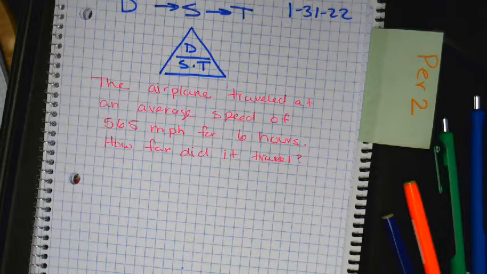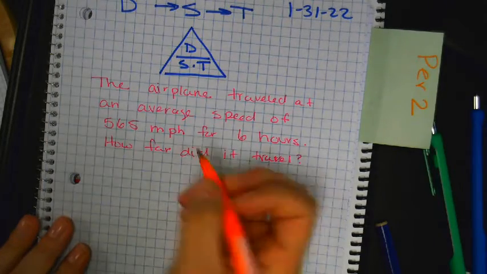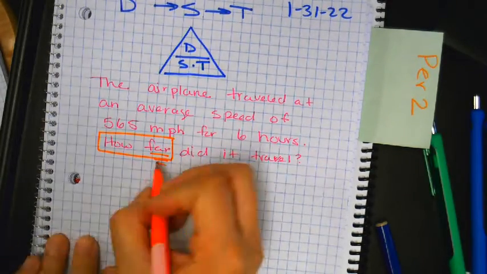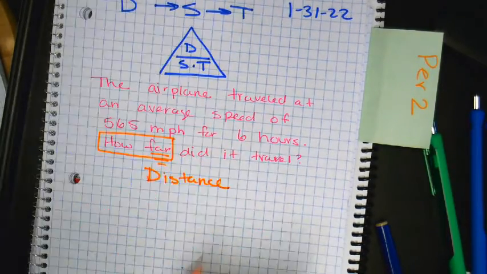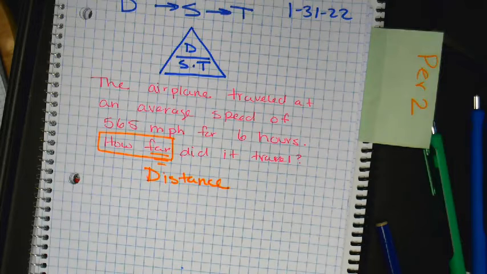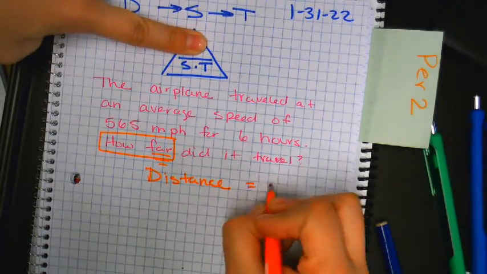Okay, what am I solving for? Distance. How do you know it's distance? How far? How far did it travel? When you read the word far, that means distance. Okay? So, I don't know how to solve for distance. I use my triangle, and what letter do I cover up? The D. And what am I left with? Speed times time. So literally cover up the letter D with your finger. S times T.